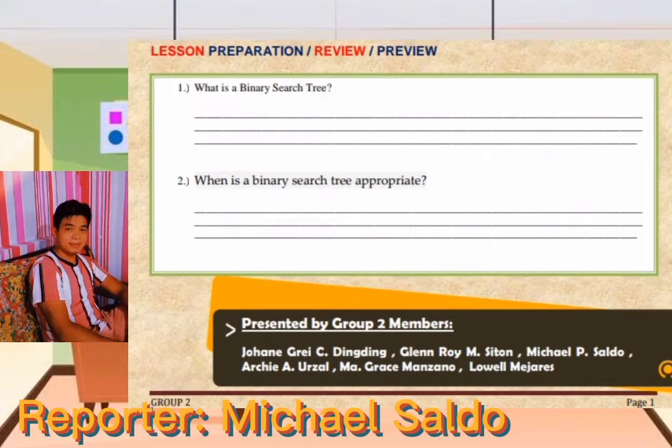So let's have some review. What is a binary search tree? A binary search tree, also called an ordered or sorted binary tree, is a rooted binary tree data structure whose internal nodes each store a key greater than all the keys in the node's left subtree and less than those in its right subtree. It is used in computing. Binary trees are mainly used for searching and sorting as they provide a means to store data.